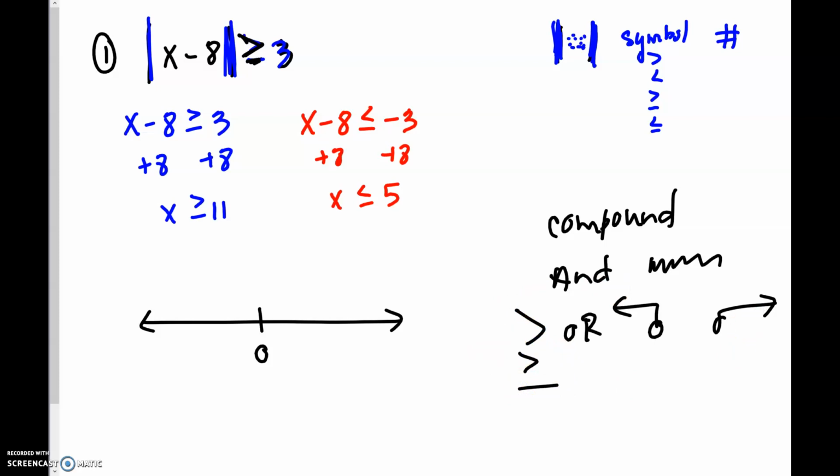So let's see if that's what happens to us here. At 11, we're going to have a closed circle because we have the line underneath, greater than or equal to, and then we're going to shade greater than. So now when we do the red one, we're at 5. Again, it's a closed circle, and it says any number less than or equal to, so we're going to shade to the left. So exactly what we thought would happen. Greater than, so it's an or problem, and we shade out.